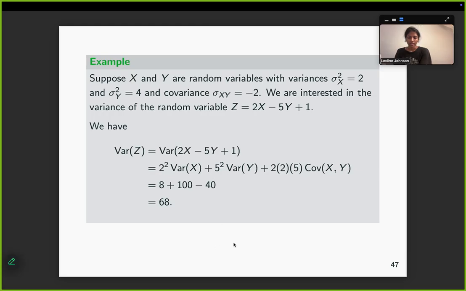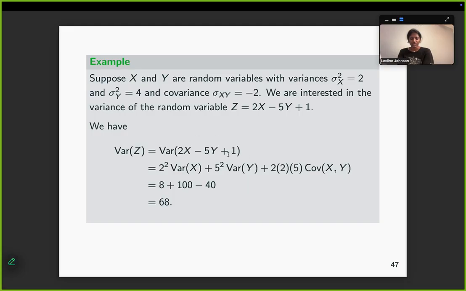Okay, and then we can just do an example of using these rules. So if x and y are random variables with the variance of x equals 2 and the variance of y equals 4, and the covariance of x, y is equal to -2, and we want to solve for the variance of the random variable z, which is equal to 2x minus 5y plus 1. So we can solve for our variance of z, which is equal to our variance of 2x minus 5y plus 1.